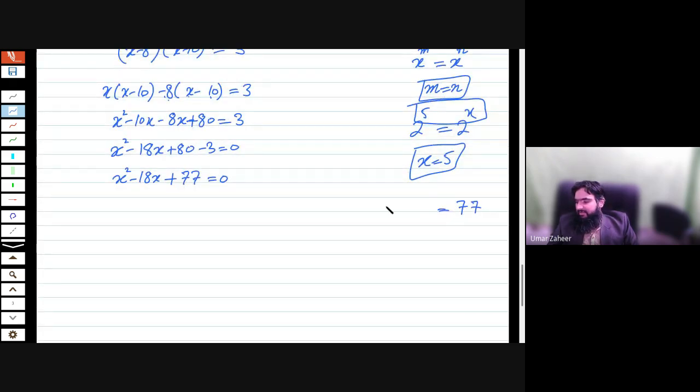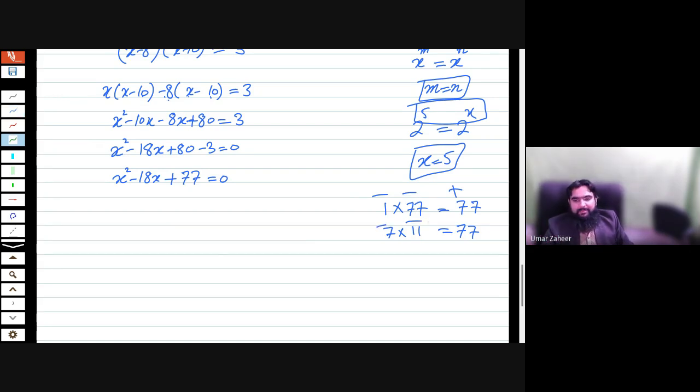So we need factors of 77. Write all the pairs. 1 multiplied by 77 will be 77, and then 7 multiplied by 11 will be 77. These are the only two pairs. We need a positive product, and the middle term is negative, which means all values are going to be negative, because we know that negative multiplied by negative is going to be positive.